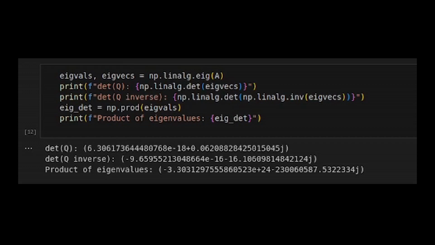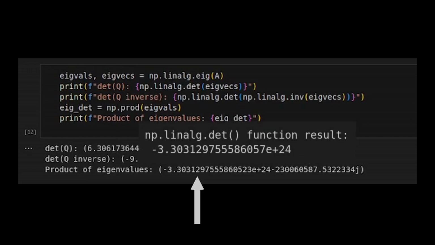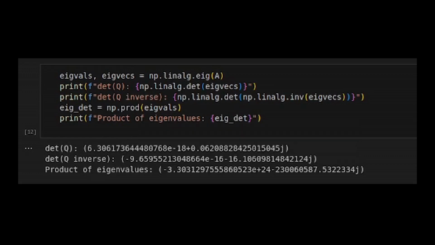From running this cell, the terminal output shows us that the determinant of Q and Q inverse are in fact not positive or negative 1, which means our theory is kind of off if we think about this. But if we look at the product of our eigenvalues and we look at just the real part and stack that up against what we got previously using the numpy linalg determinant function, you can see that they're in really good agreement with one another, and we get the minus sign that we expected from before. So it does kind of hold up or work at the end, but the determinant of Q and Q inverse is not positive or negative 1.